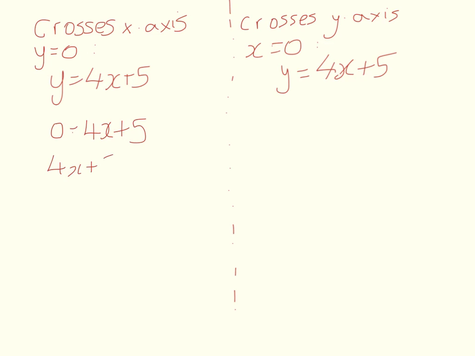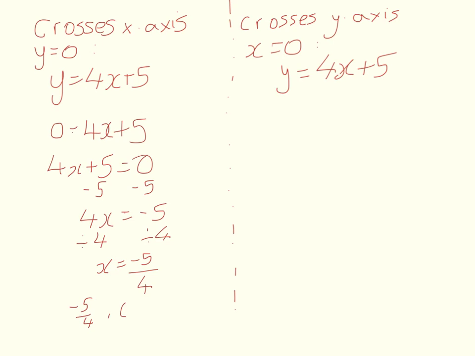I'm going to rewrite this around the other way. I want to find out what x is, so I'm going to take away 5 from both sides. So 4x equals negative 5. Now I need to get rid of this multiplying by 4, so x equals minus 5 over 4. So the coordinate where our line crosses the x-axis is (-5/4, 0), because we've just said that the y-coordinate is 0.